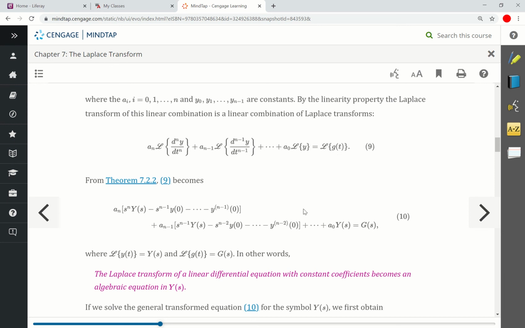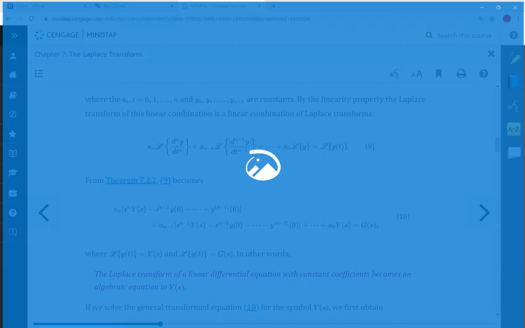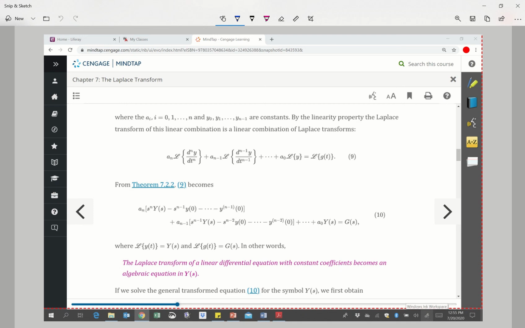Ultimately, let's keep our eye on the prize here. What are we trying to find? The ultimate goal is to solve for the function y. So we want to solve for what function y, let's think of it as f of t, makes this equation true. Once you apply the Laplace transform, what we end up getting is an expression that involves y of s. It's actually an algebraic equation at this point. We have an algebraic equation for y of s.